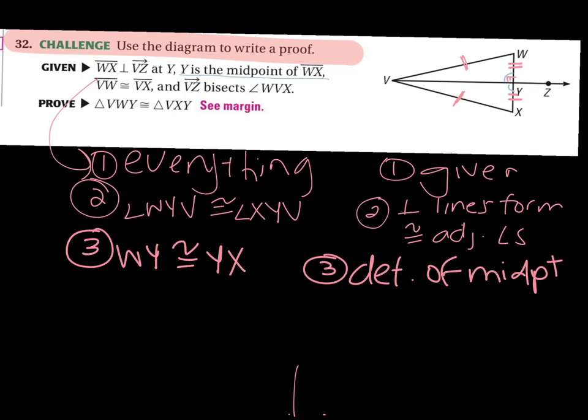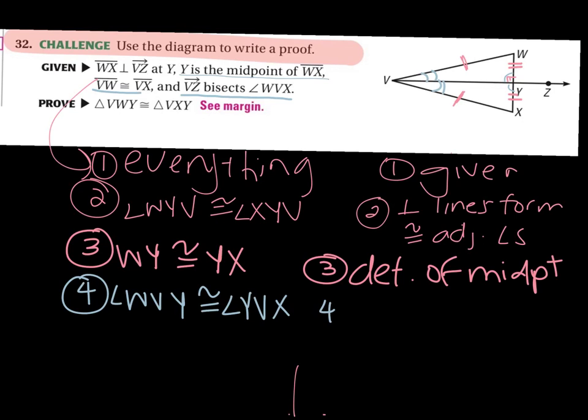The next thing it gives me, which I already stated, is that VW is equal to VX. And then the last thing is that ray VZ bisects angle WVX. So if it bisects it, then it cuts it into two congruent angles. So I can say that angle WVY is congruent to angle YVX, and that's the definition of an angle bisector. So now I've got two pairs of sides and two pairs of angles.